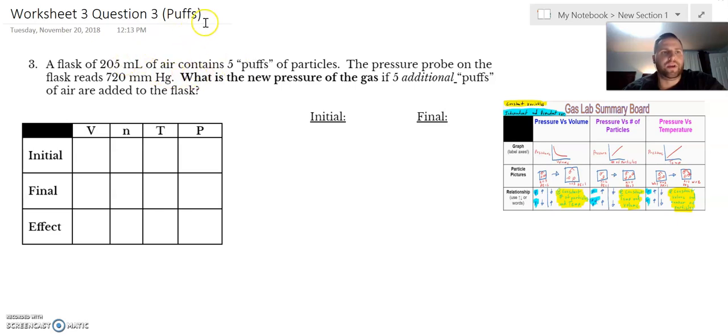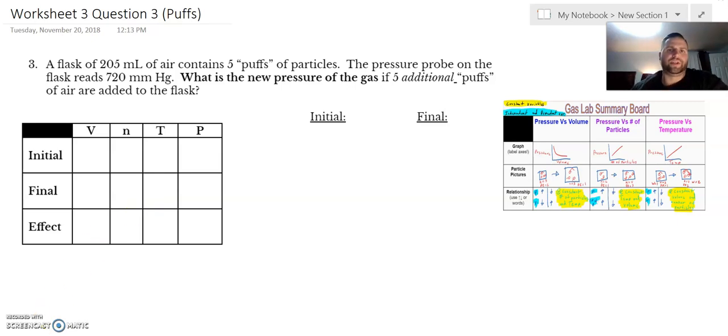Here's what it says. A flask of 205 milliliters of air contains 5 puffs of particles. The pressure probe on the flask reads 720 millimeters of mercury. What is the new pressure of the gas if an additional 5 puffs of air is added to the flask?